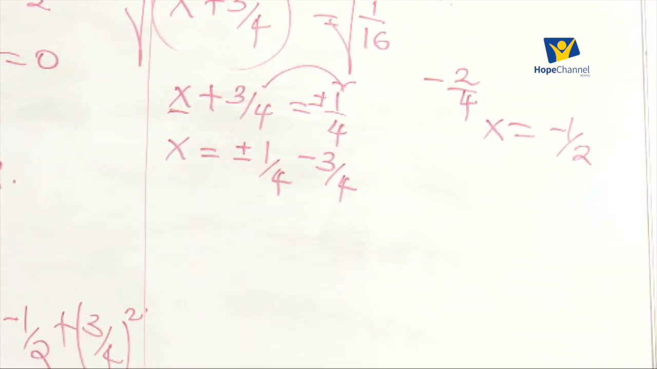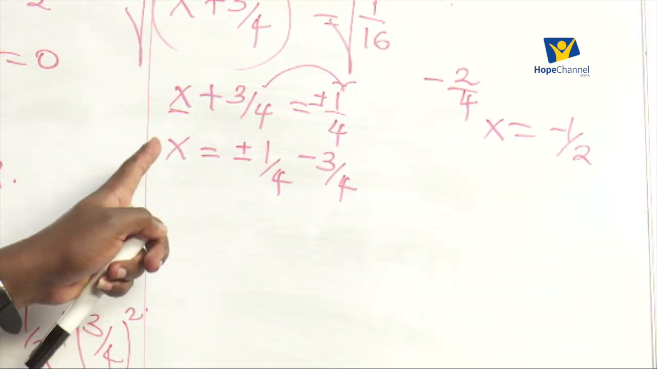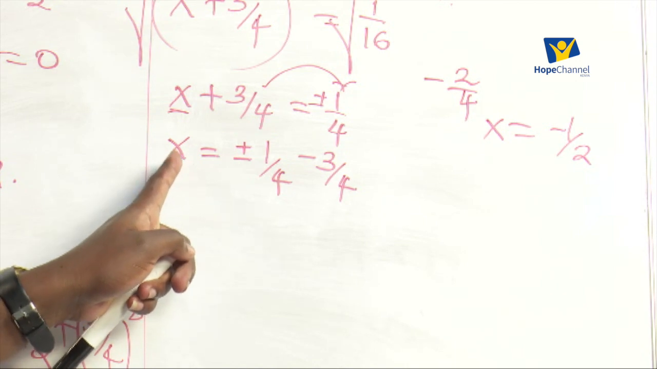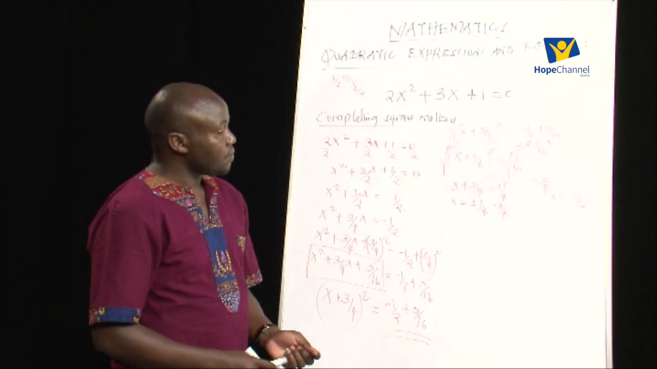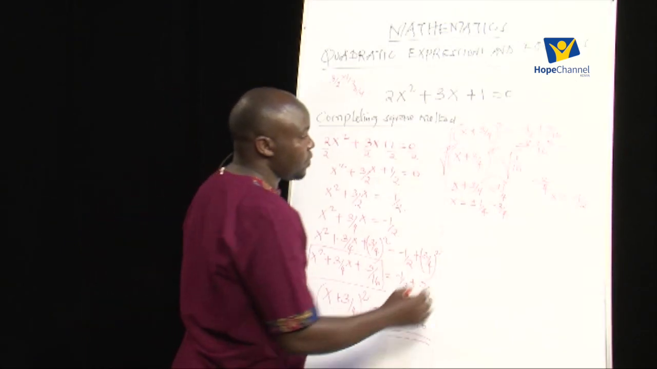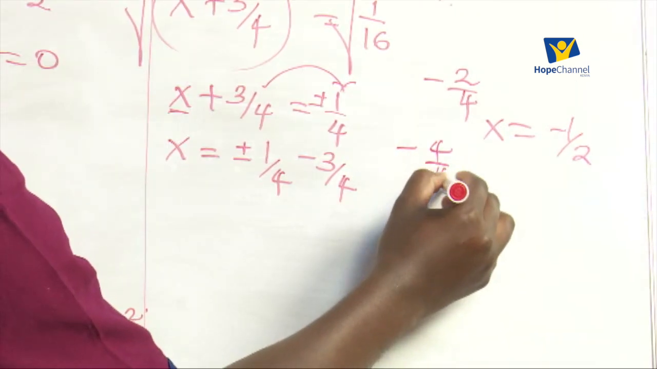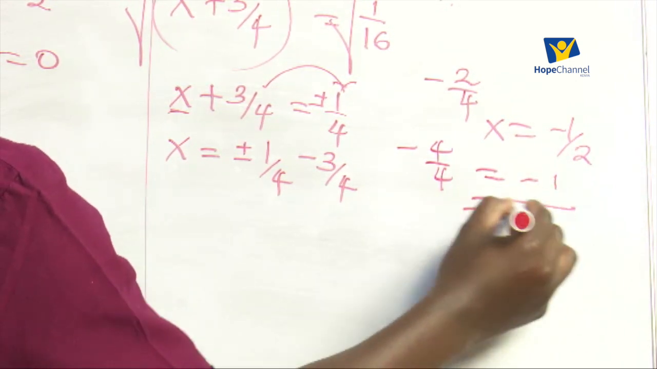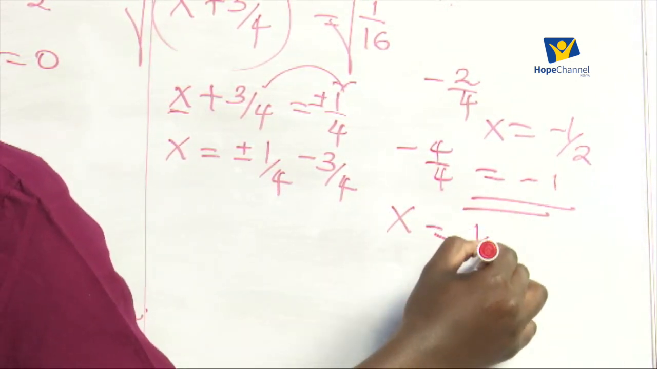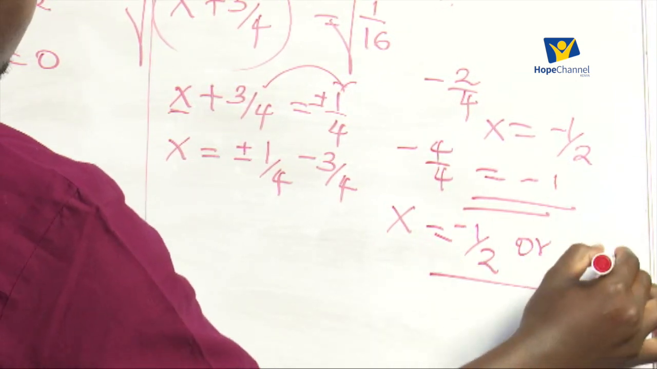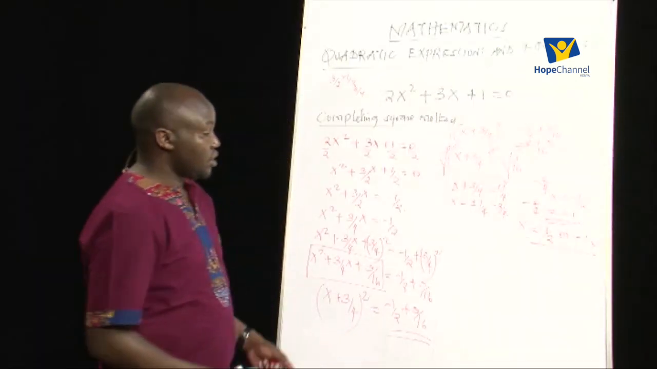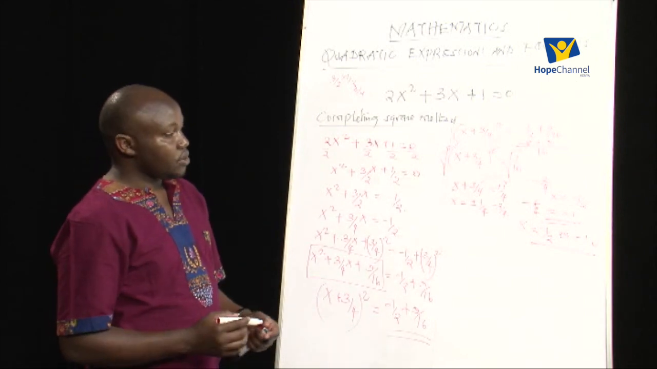So the first x is negative a half. Now what happens when we have negative 1 minus 3? That gives us negative 4. So we have negative 4 over the LCM, which is 4, giving us negative 1. So my x is either negative a half or negative 1. Those are the solutions using the completing the square method.